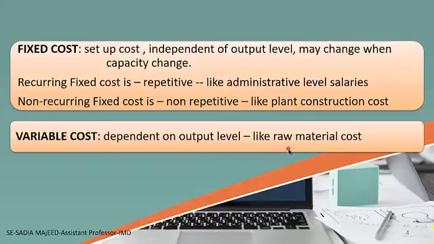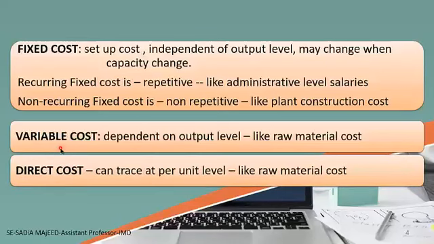If you are producing 100 units, then you will consume raw material of the 100 units, and the variable cost will be based on the raw material of the 100 units. So variable cost is directly depending on the output level. If you increase the output level, that means the number of the units you are producing, it increases. If you decrease the output level, the variable cost will also decrease.